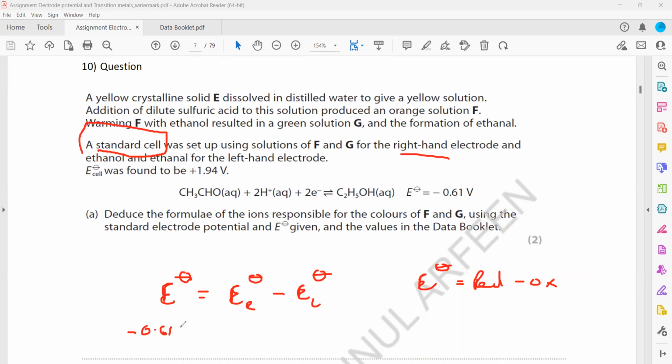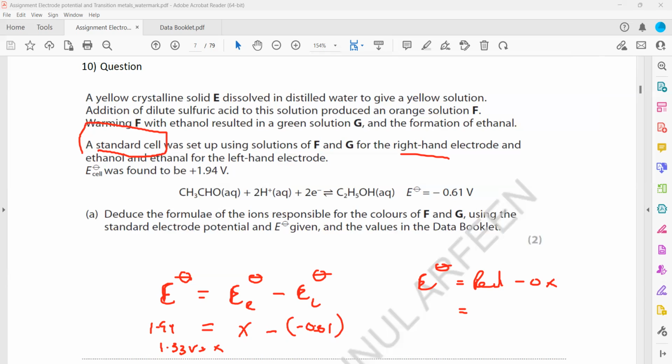So this is -0.61 volts. And on the right-hand side, we have this unknown X. The electrode potential of the cell was found to be 1.94. And the voltage of ethanol to aldehyde, or ethanol to ethanal, was -0.61. So the cell voltage was 1.94, and the voltage here is minus 0.61. So you just simplify: minus minus becomes plus, it will go to the other side, it will be negative again. So we just subtract, and we get 1.33 volts. So that is X.